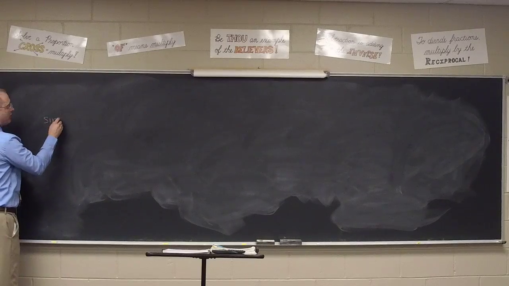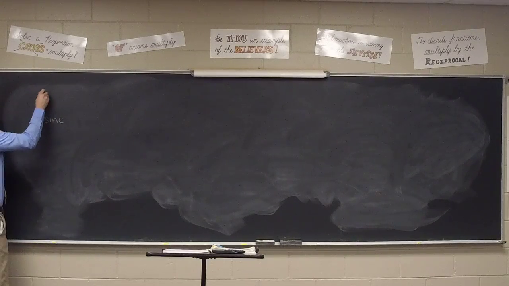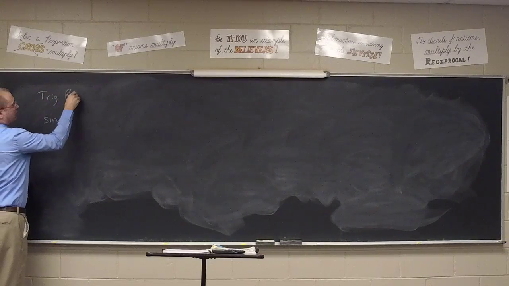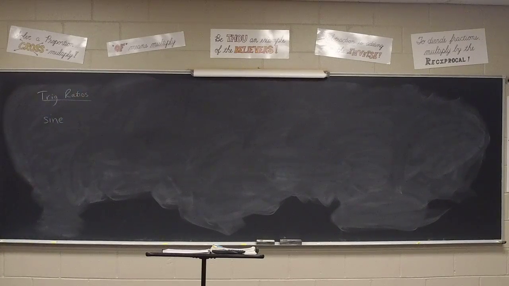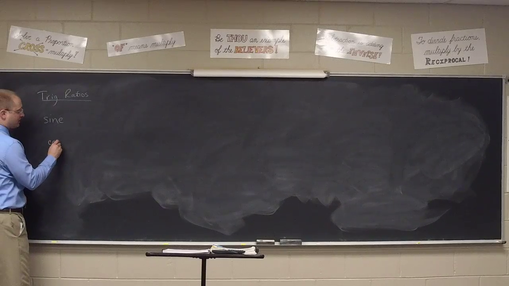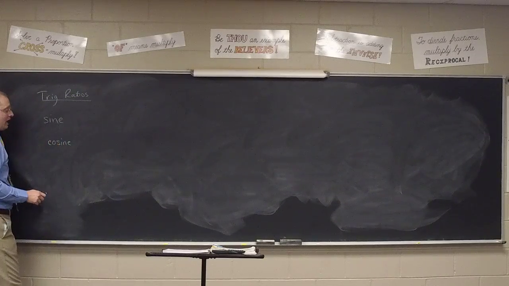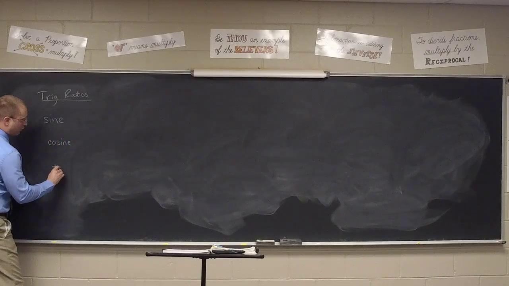A name for the first ratio is the sine. You can put this in your notes under trig, because I'm too lazy to write trigonometric. Trig ratios. The first trig ratio is called the sine. Why is it called that? I don't know, but it's called the sine. The second ratio is called the cosine. And the third ratio is called the tangent.